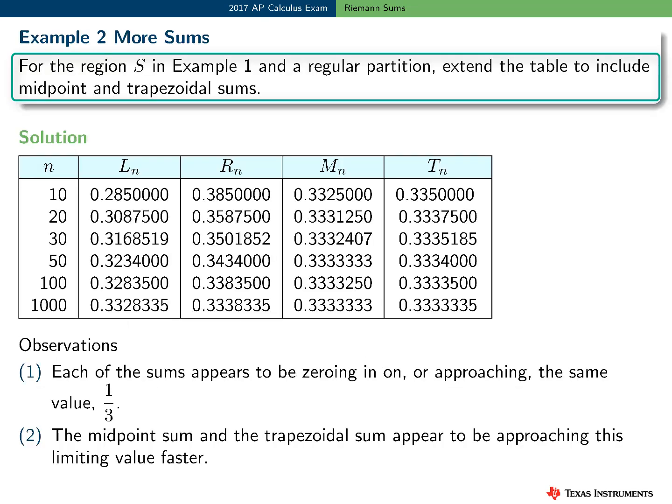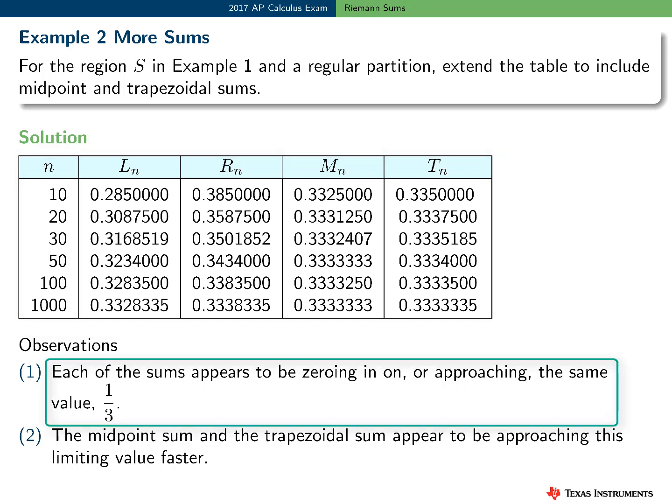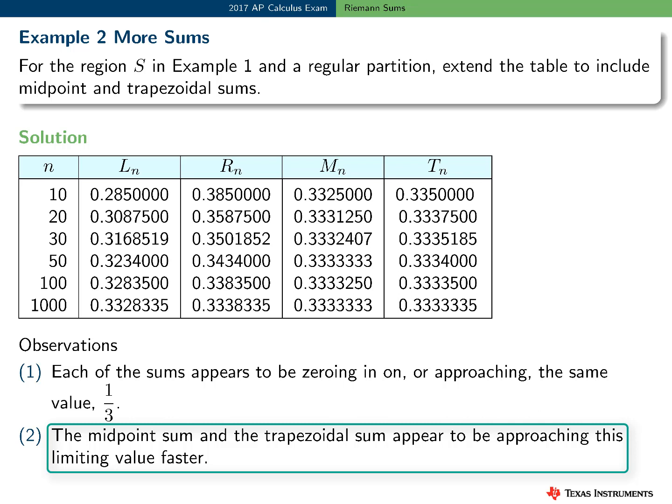In example 1, the region S is bounded above by the graph of y equals x squared, below by the x-axis, and the lines x equals 0 and x equals 1. Let's use a regular partition and extend the table to include midpoint and trapezoidal sums. I used technology to produce this table, and here are some observations. It certainly appears that each sum is zeroing in on, or approaching, the exact same value, 1/3. And it looks like the midpoint sum and the trapezoidal sum approach this limiting value faster.